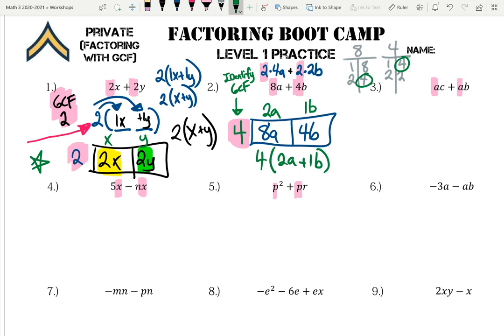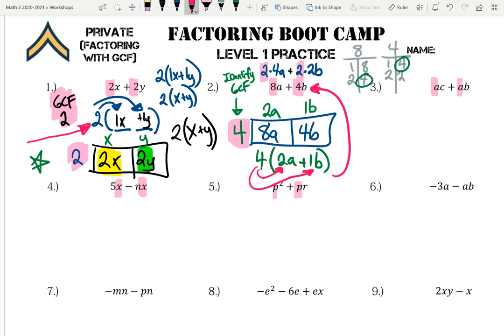Some awareness to be had. You don't need to write it down, but you should do a mental check. If I distribute this 4 to the 2a and the 1b, the terms that result should look exactly like what we started with. It should be able to go both ways between factored form and GCF.